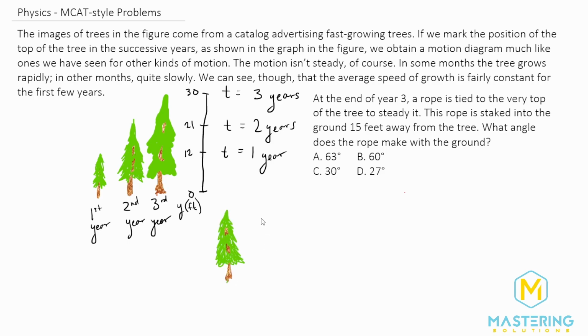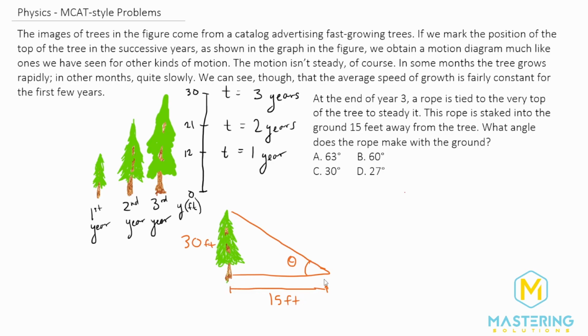Okay, so we have our picture of our tree at the end of year 3, and they say that they tie a rope from the top of the tree down to the ground. And they tell us that this distance right here is 15 feet. And they want to know what angle the rope makes with the ground right here. We know that at the end of the third year, the tree was 30 feet tall, so we can put that right here. So that's 30 feet. So now we have our triangle.